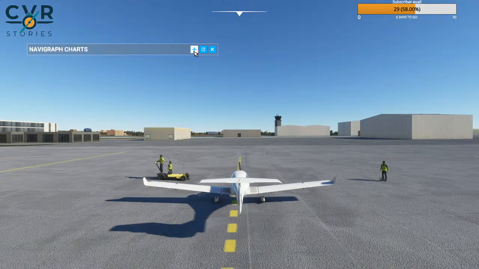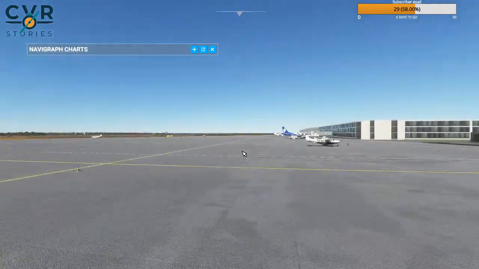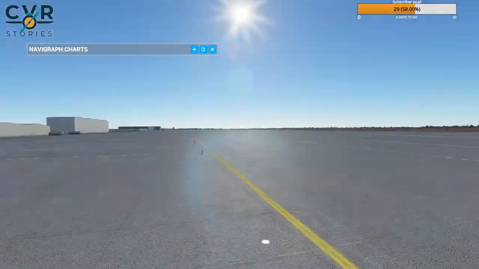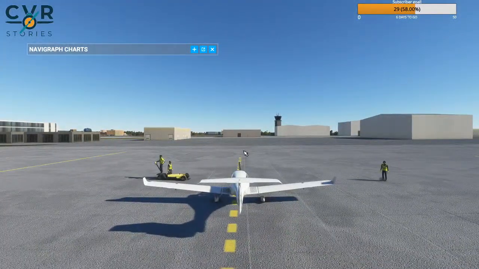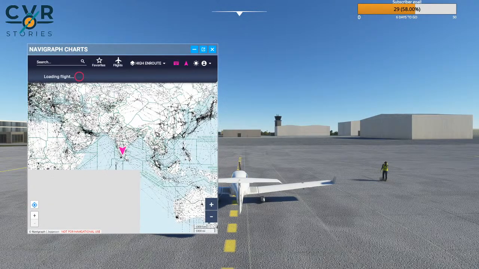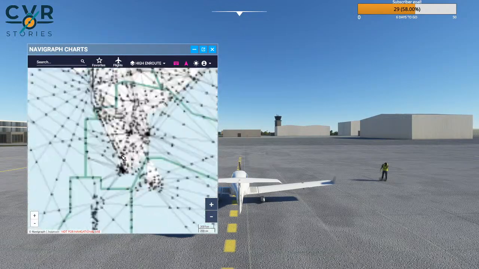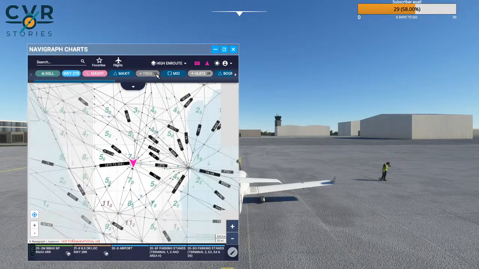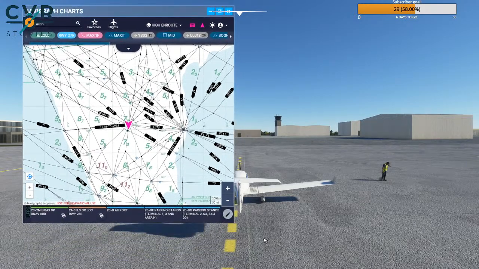Now, one thing to keep in mind is in the game, not all of the taxiways are numbered properly, or lettered properly rather. But in the charts, they will be. They're pretty accurate. They're not updated as frequently as they are in real life, but for all our purposes in the sim, this is more than sufficient.